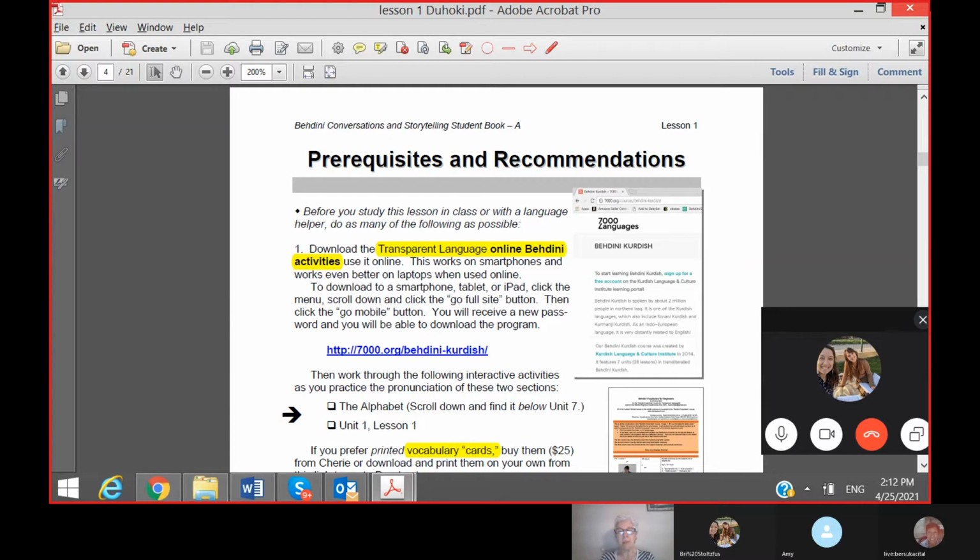So the main thing is, number 1, the Transparent Language online Behdini activities. Now this is very, very helpful, because if you download this app and you work on it on your computer, that'll work better than if you work on it on a smartphone, but smartphones do work too. This is all in the Zaho dialect. The audio recordings are in the Zaho dialect, but that doesn't matter if you're learning the Dahuk dialect, because the pronunciation is almost exactly the same. This will really help you understand the alphabet, the writing system, and some of the basic vocabulary.